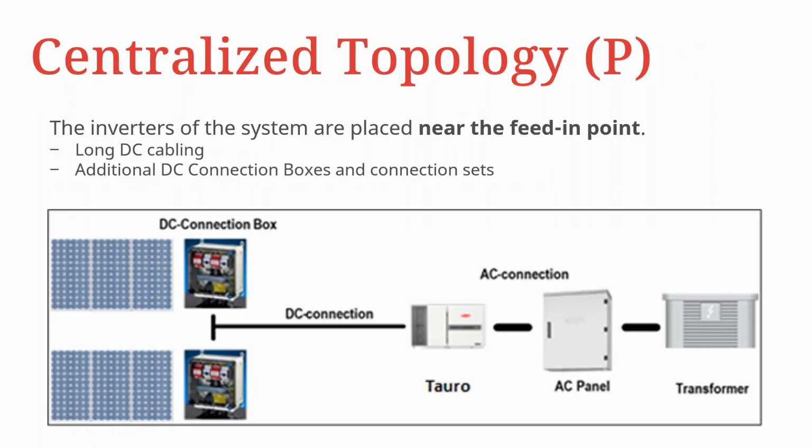With the centralized topology, this is the P variant, the pre-combined. This is when the inverters of the system are placed near the feeding point, primarily near your AC connection point. What this entails is longer DC cabling, and additional DC connection boxes and connection sets, as you'll then experience greater losses on the DC side because of the cable length. So that's why it is required that you use the pre-combined topology in order to achieve that system design.